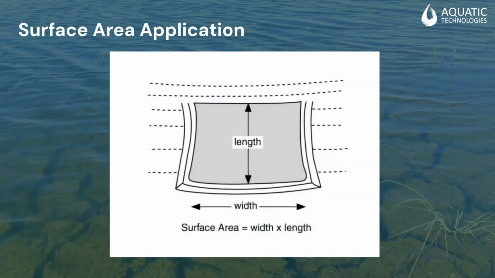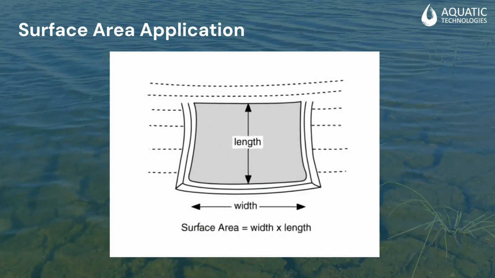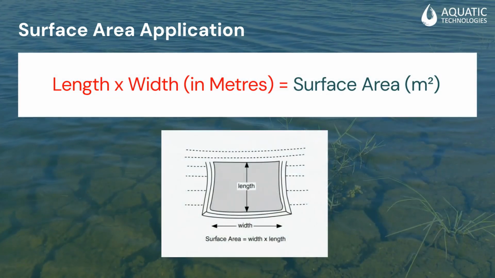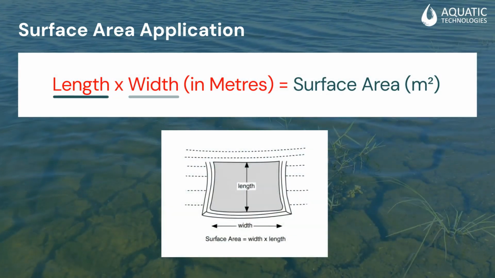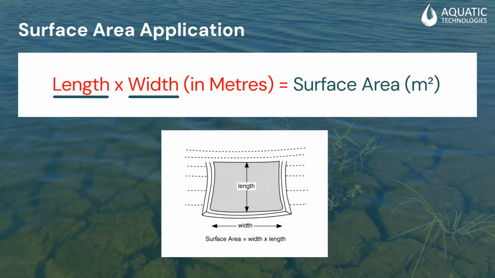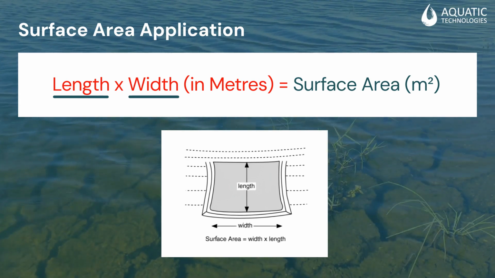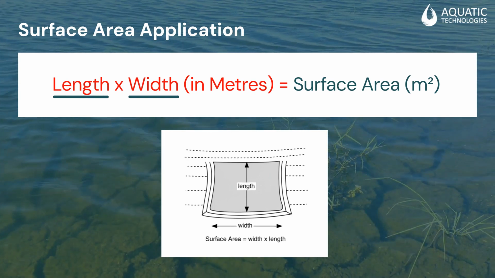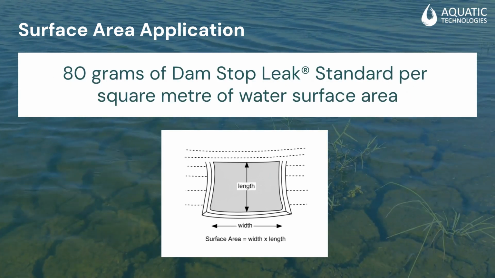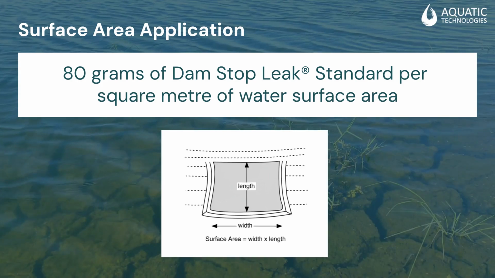To calculate how much Dam Stop Leak Standard you will need, the first step is to measure and multiply the length and width of your water body in meters. This will give you your surface area in square meters. Our recommendation is to use 80 grams of Dam Stop Leak Standard per square meter of water surface area.